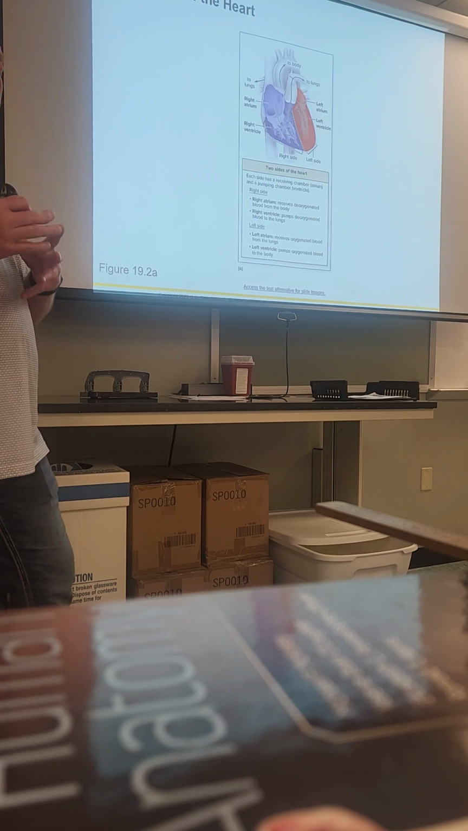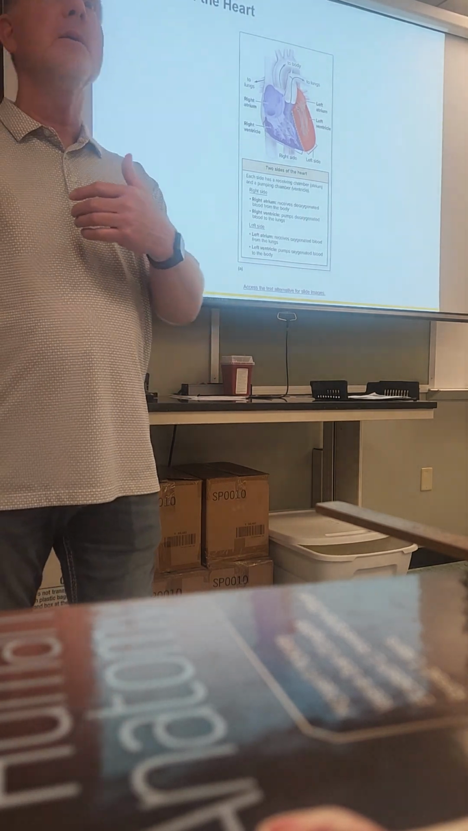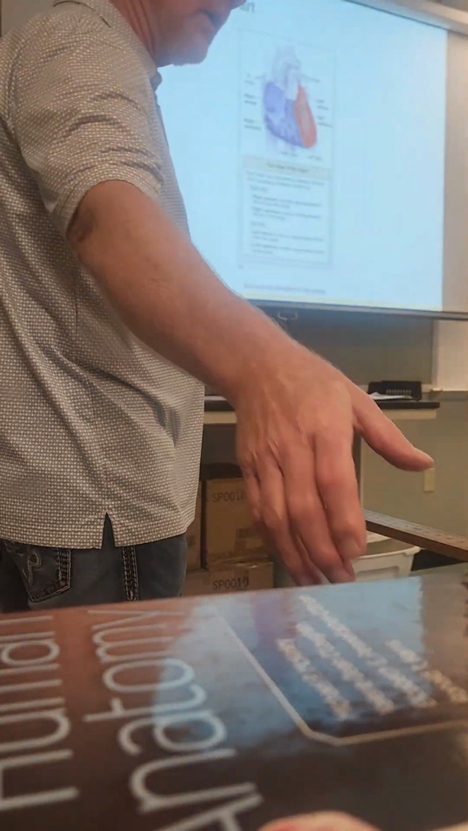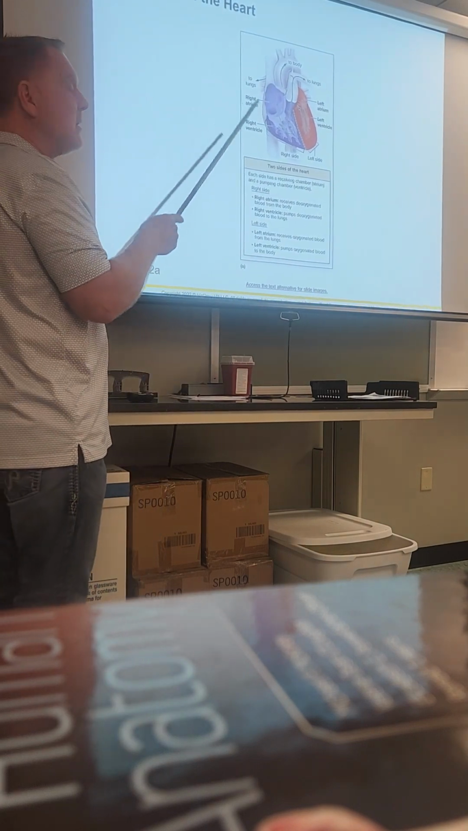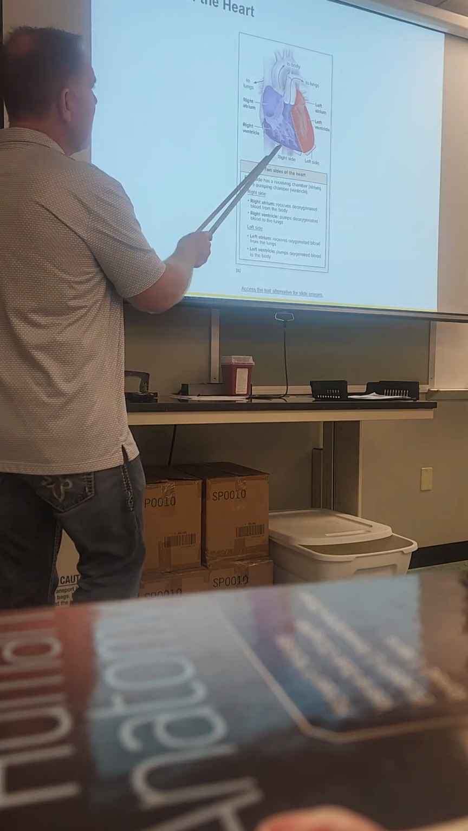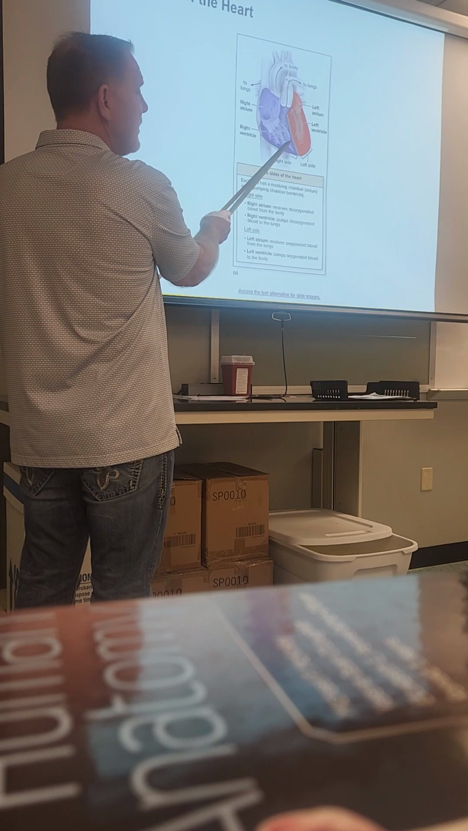Okay, this is deoxygenated blood. So listen carefully. Blood comes back from the body's systems and it dumps into the right atrium. So the vena cava here takes all the blood from your upper extremities, the vena cava here, all the blood from your lower extremities. That blood comes into your right atrium.